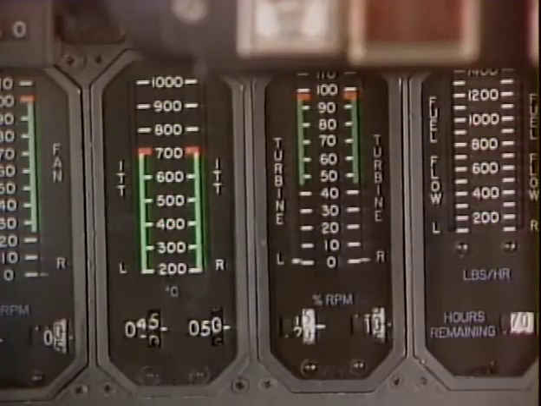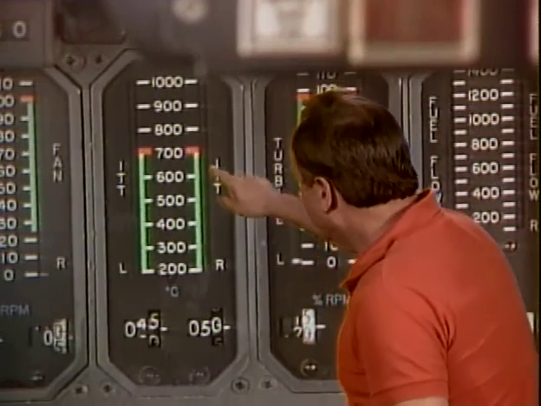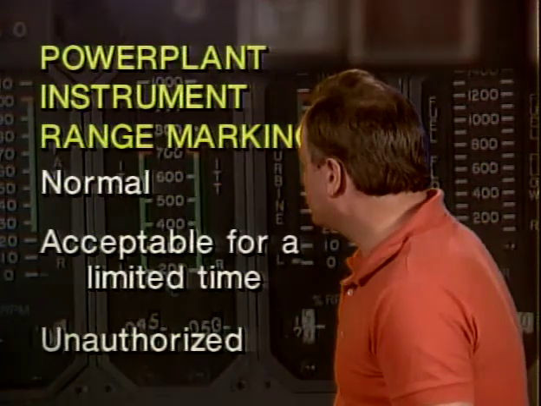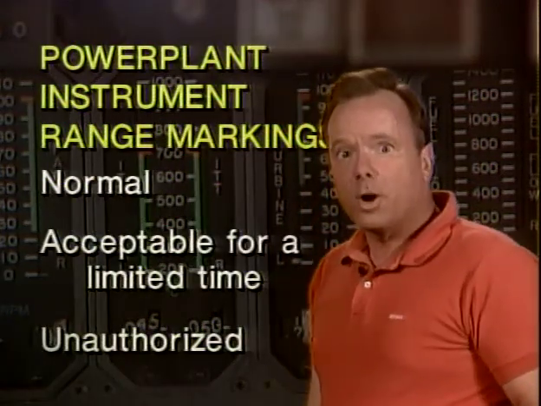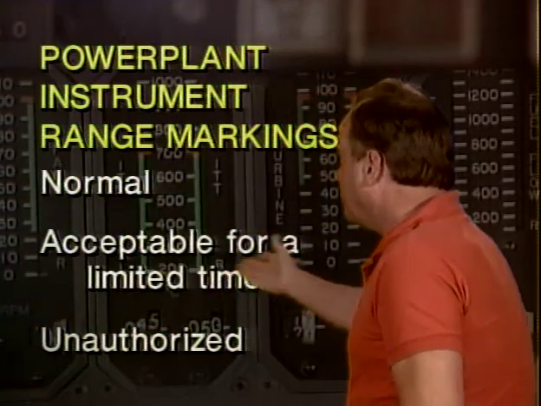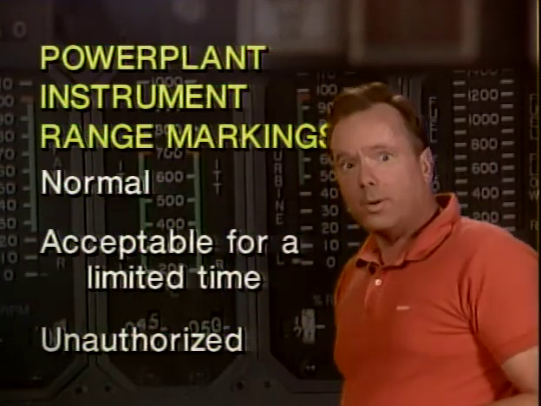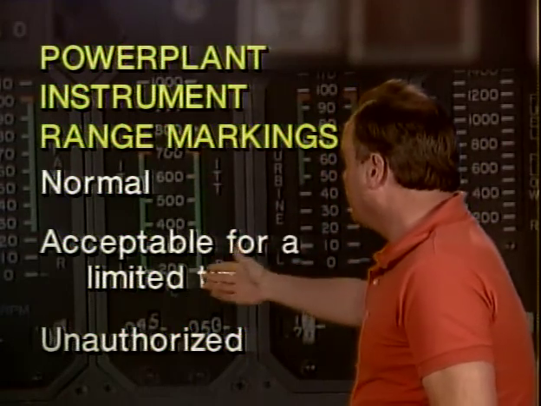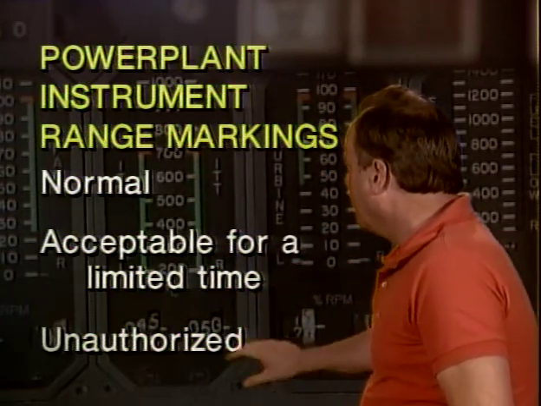Now let's take a look at engine instruments for just a second. When you do look at engine instruments, occasionally you'll see some green markings and yellow markings and red lines. They're going to ask you on the test, what do all those have to do with? Well, those are called power plant instrument range markings. What they do is show the current state of the power plant operation, how you're operating the engine. They show whether it's normal, accepted for a limited time, or unauthorized. Normal is usually shown as a green marking, acceptable for a limited time would be yellow, and unauthorized would be red.